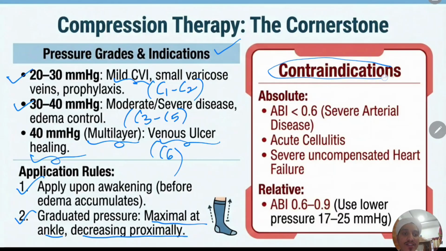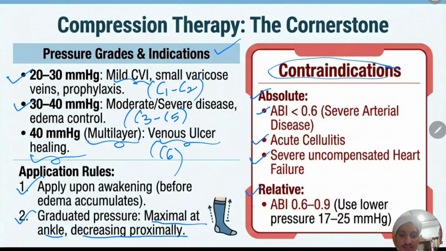Now, what are the contraindications for this compression therapy? Absolute contraindications and relative contraindications. Absolute: an ABI less than 0.6 is severe, so you should not apply. Cellulitis, if it is there, you should not apply. Severe uncompensated heart failure, if it is there, then you should not apply.